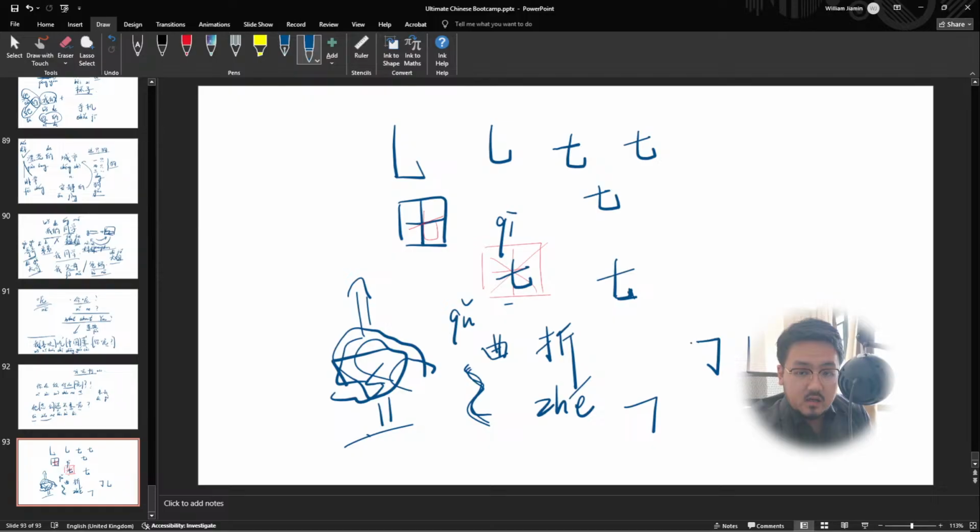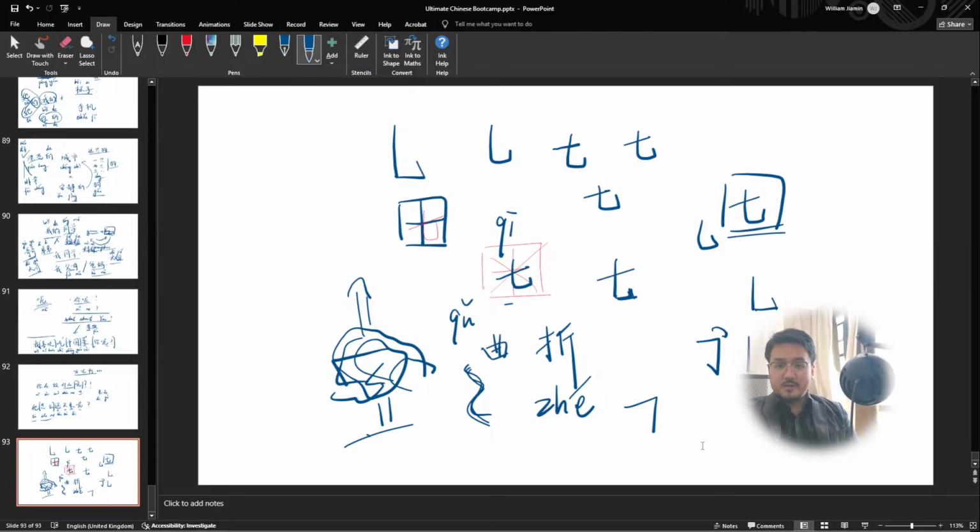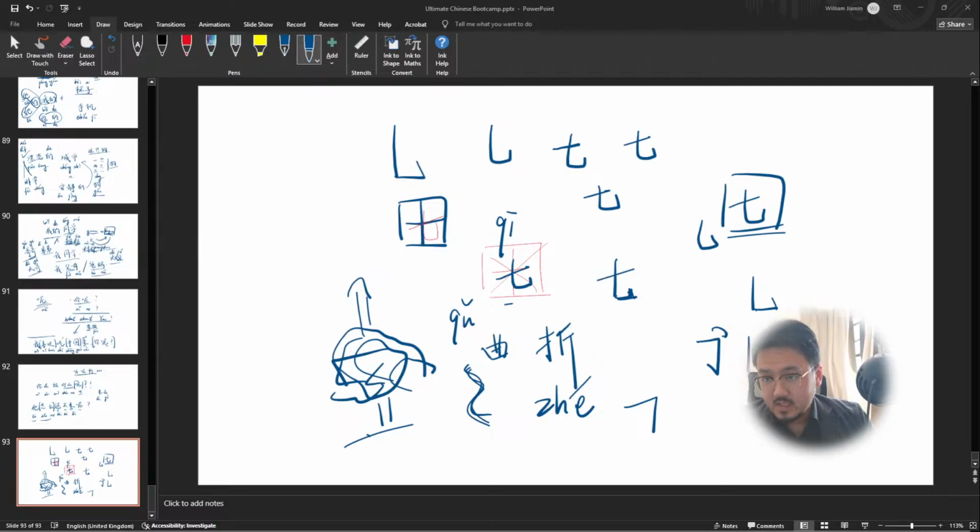So we got 横折钩 and 竖折钩. 横折钩 means horizontal, then 折, a turning, and 钩 is just pointing up. 竖折钩 is vertical going down, and then 折 then 钩. 横折钩, 竖折钩. So this is a typical 竖折钩. So 横竖折钩, so 7. Single component 7. And 7 is also a very interesting and important concept.